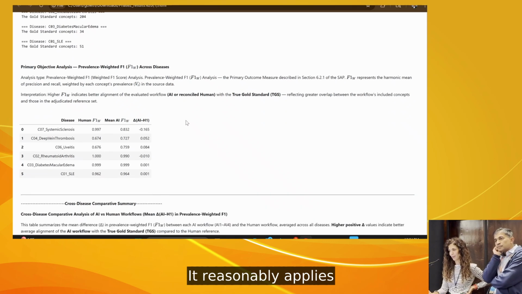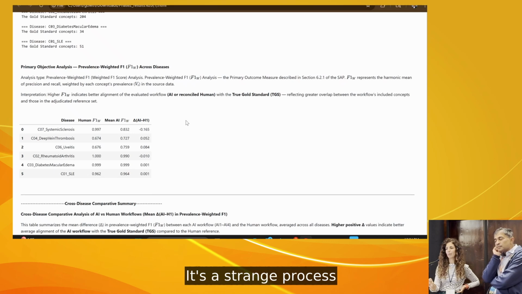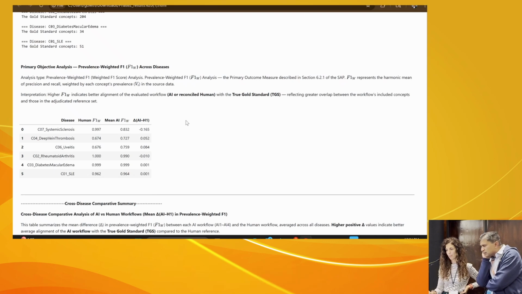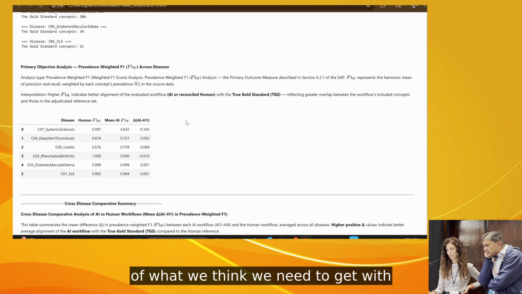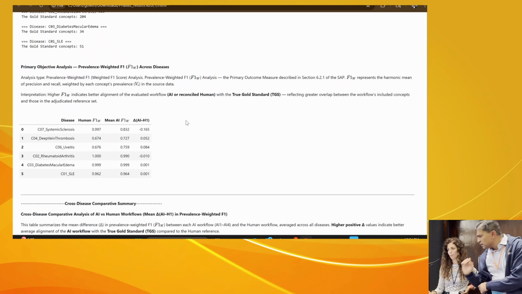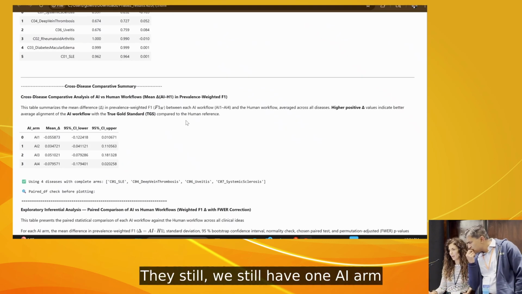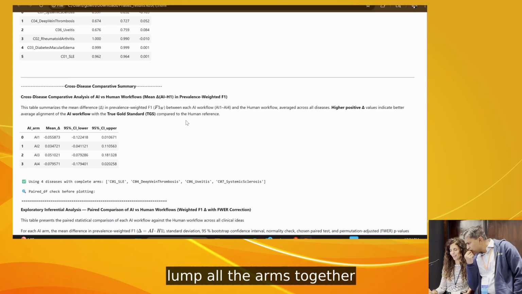The humans may have reasonably applied the Pareto principle. Oh, still not fixed. Strange process. And I think it looks like we captured 98% of what we think we need to get with these codes, and then ignore the tail of that distribution. But that could add. I'm just looking at this. We still have one AI arm, and we should not lump all the arms together.